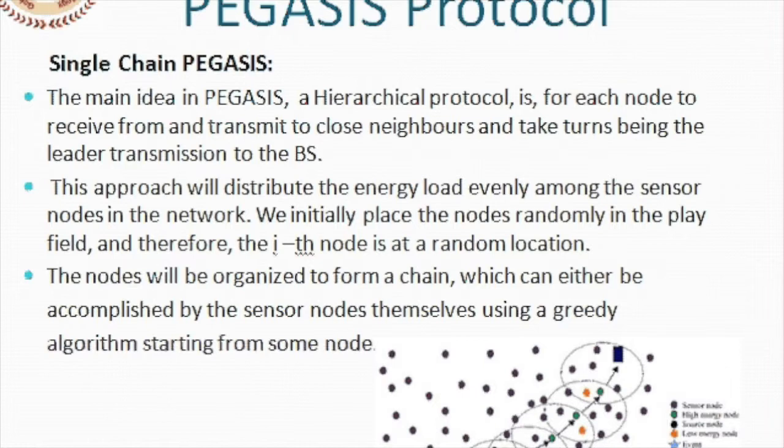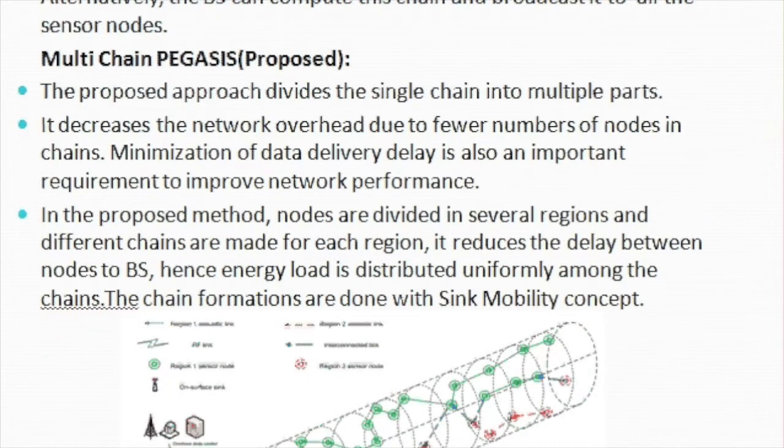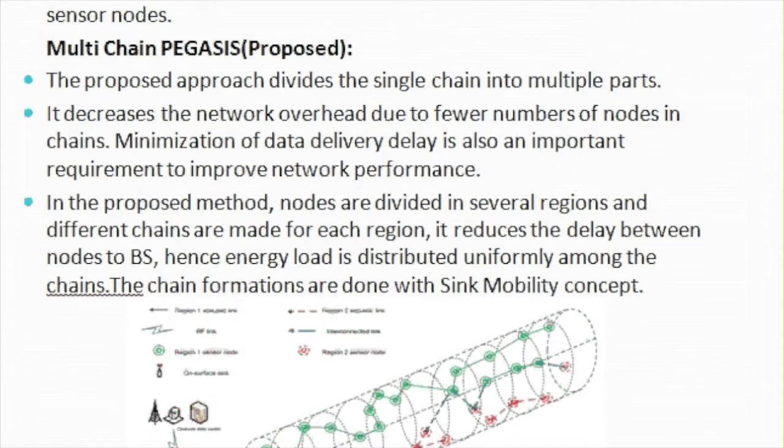In the modified version of the Pegasus protocol, or the proposed system of our Pegasus chain protocol, we have introduced the multi-chaining concept, where the network area is divided into multiple regions and chain construction takes place in every region. The multi-chaining approach decreases the network overhead due to the fewer number of nodes in the chain.